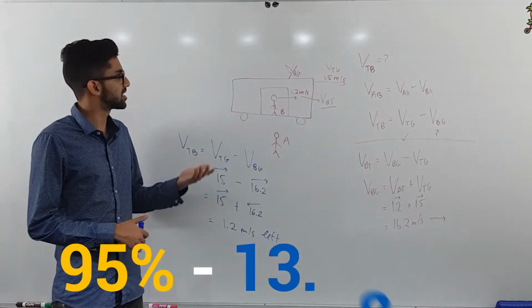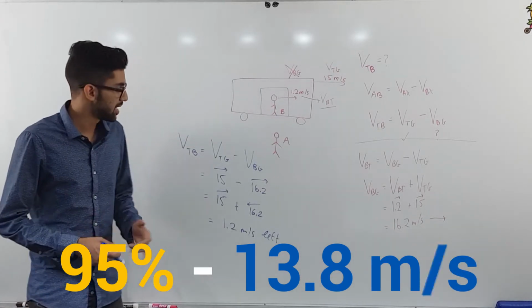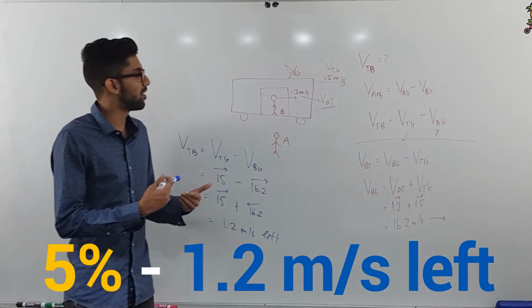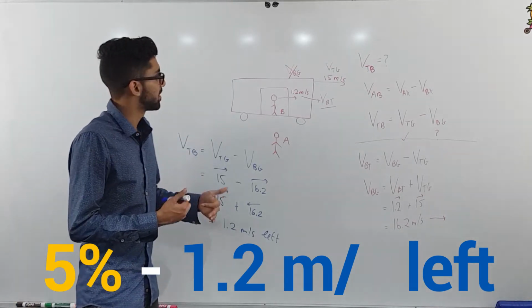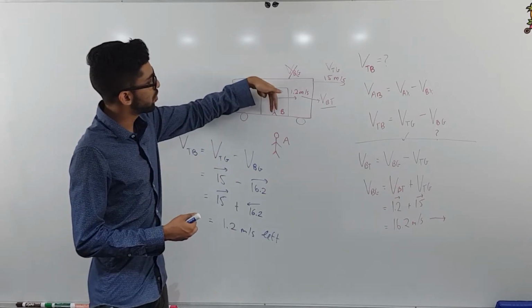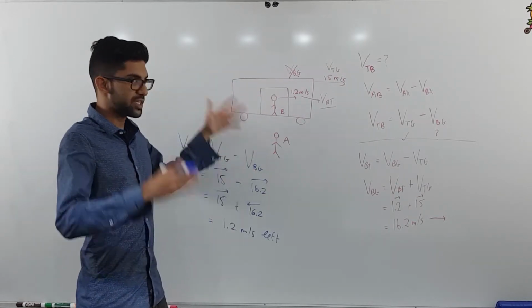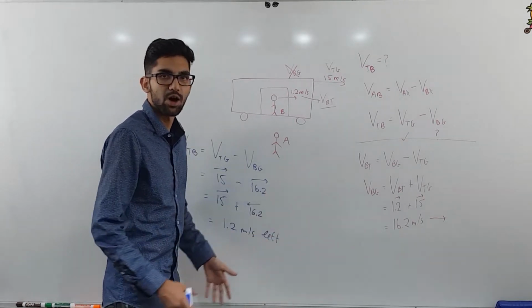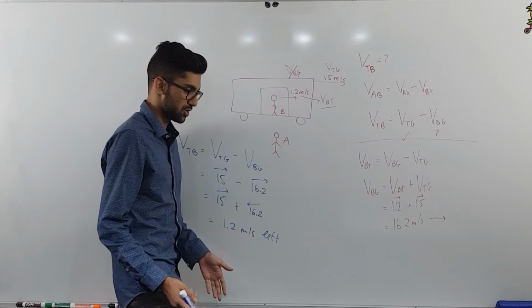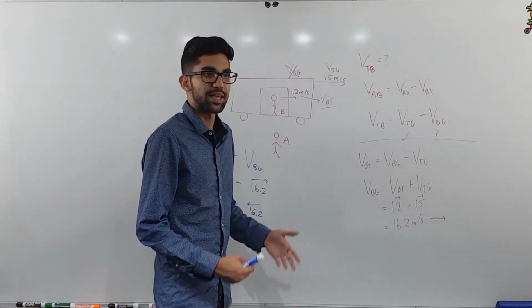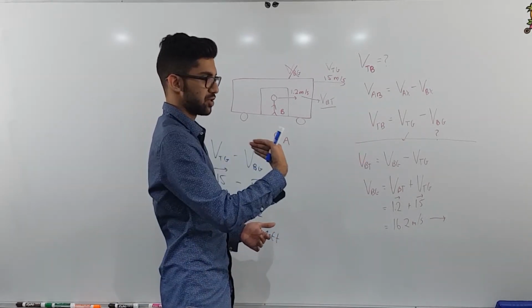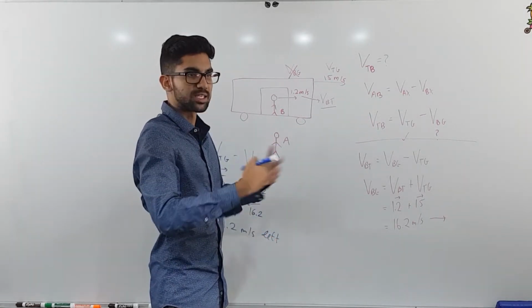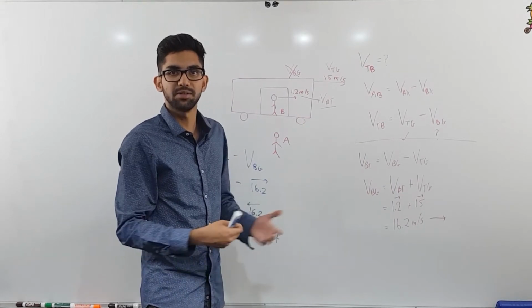95% of people will think the answer is 13.8 meters per second, but the answer is actually 1.2 meters per second to the left. Now let's try and figure out, does this really make sense? The trick is, if you're standing in the train, pretend the doors are closed, and you're just walking 1.2 meters per second in the train. Then the velocity of the train relative to you walking is just going to be 1.2 meters per second back at you. The speed of the train actually doesn't matter at all.